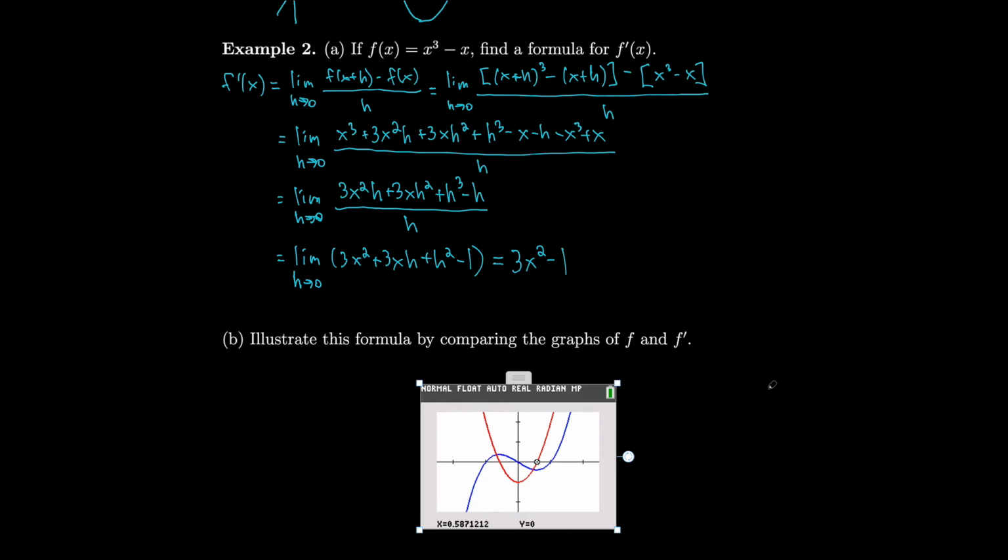It really shows that we have the right formula for our derivative when we can graph it and it's consistent among all those different values.